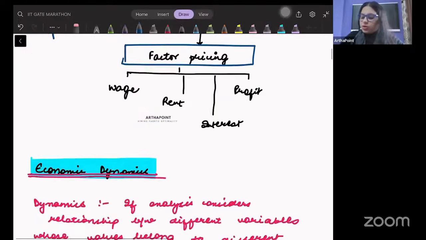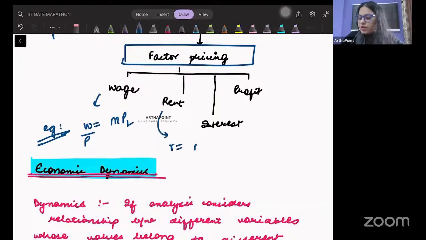मतलब कि फॉर एग्जांपल इफ यू रिमेंबर वी डिड समथिंग लाइक दिस, that the real wage paid will be equal to marginal product of labor, or the real rent paid will be equal to the marginal product of capital. तो factor pricing कैसे होती है, that is also important and you must be aware of the factor pricing concept.